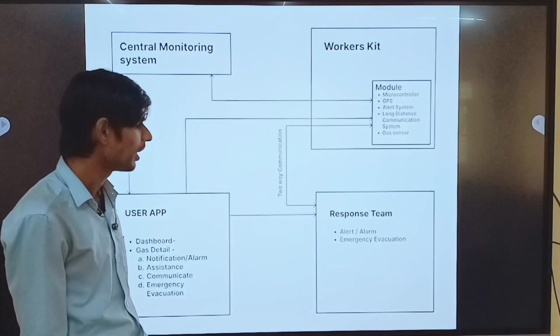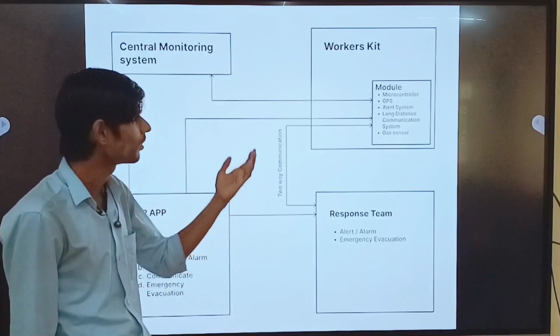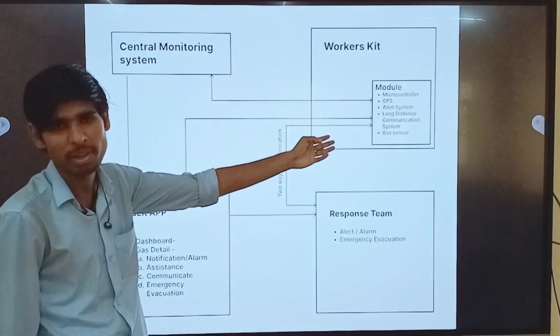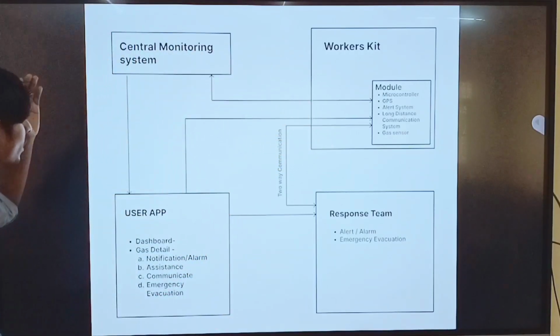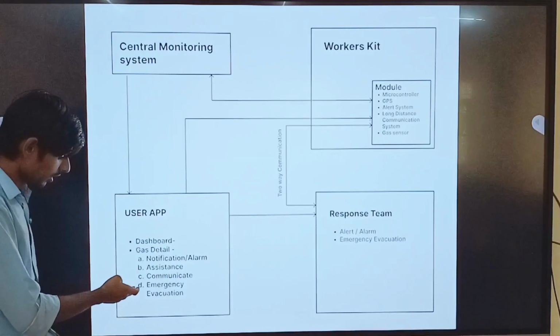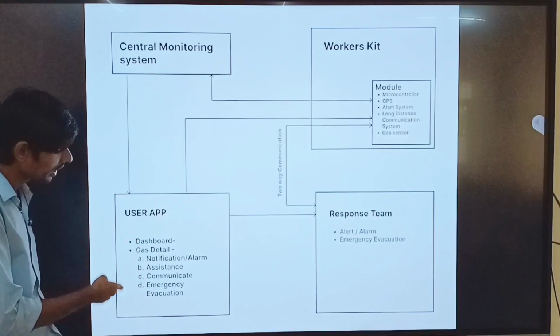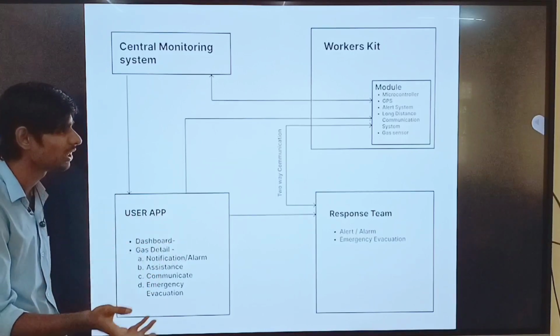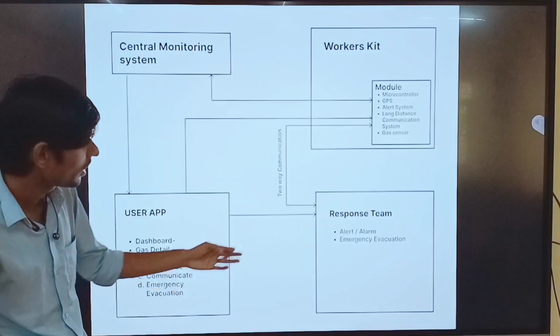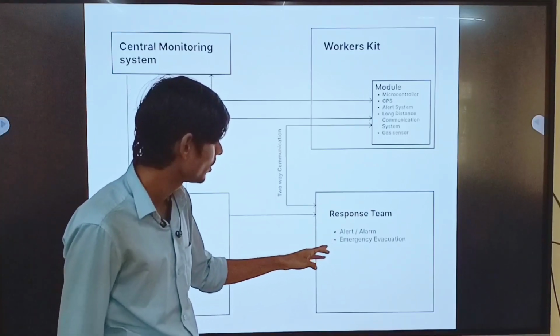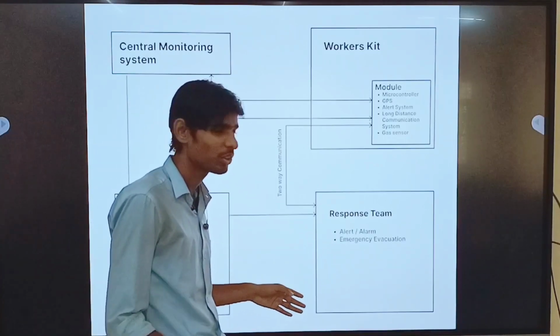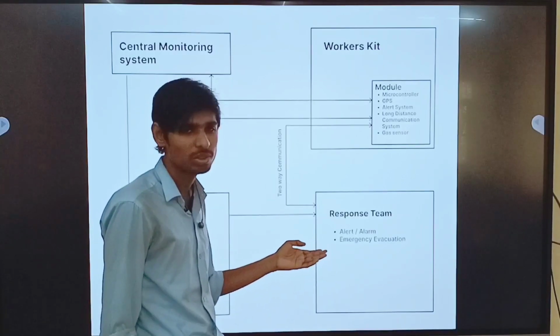And we have the emergency evacuation system. If there is a very bad condition, then from the worker kit a message will be generated to the central system, and from there they will send the command to the user app so that they can evacuate the team. And the response team will have the responsibility for emergency evacuation and the response to the alarms.